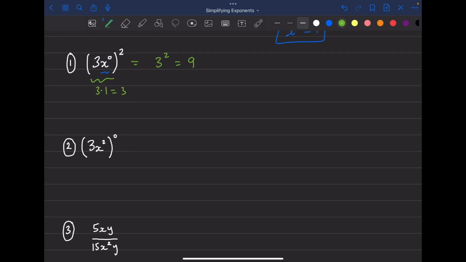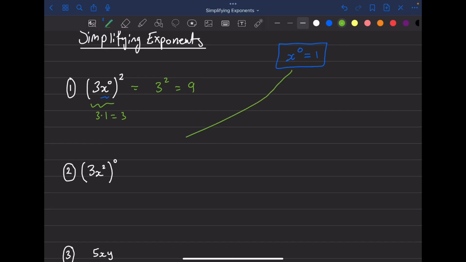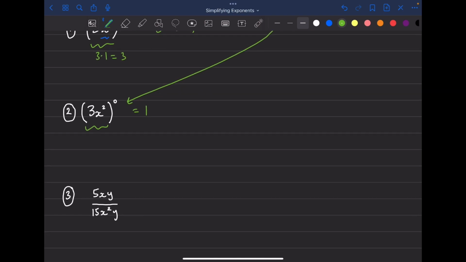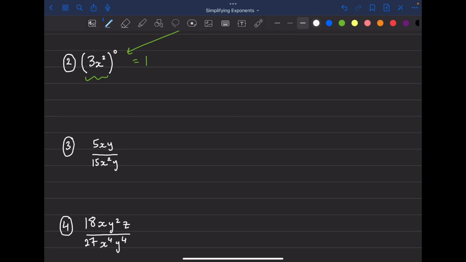Next, we have 3x squared to the power of 0. This exact same rule applies here. Since we have this to the power of 0, no matter what it is, anything to the power of 0 is equal to 1. Next question, we have 5xy over 15x squared y.